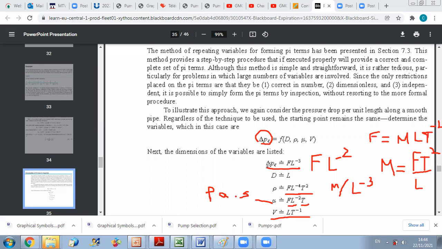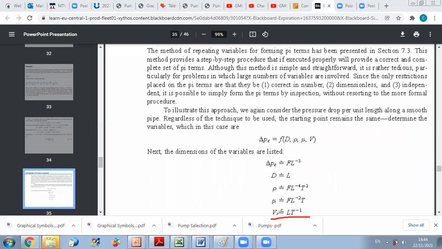So here the number of variables is 5. Okay. And here automatically you get 3 independent variables that are known, which are rho, d, v. So automatically I have J equals 3, because here I have FLT, so J is smaller or equal to 3, and already I have 3 variables that are independent, which are rho, d, v. So automatically I can say that J is equal to 3. So I am sure now that the number of groups is only 2. So I can form a group with delta p and a group with mu.